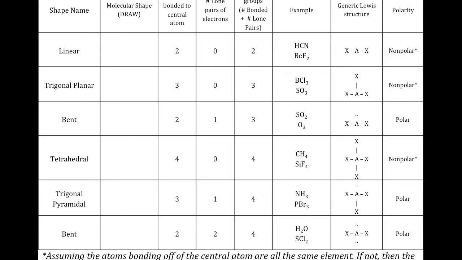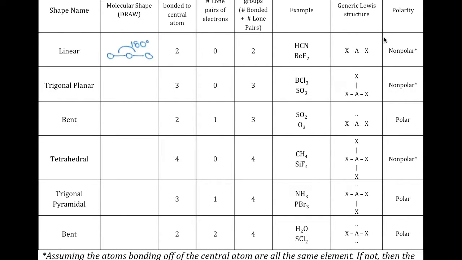So for linear, this is what we draw and it looks like, okay? It's whenever you have 2 atoms bonded to the central atom and you have no lone pairs on the central atom. That means there are 2 electron groups and it is going to be linear. So some examples would be cyanic acid and beryllium difluoride. Oh, I'm sorry. That is beryllium fluoride because it is named ionically. And the generic Lewis structure looks like this. This is like a generic.